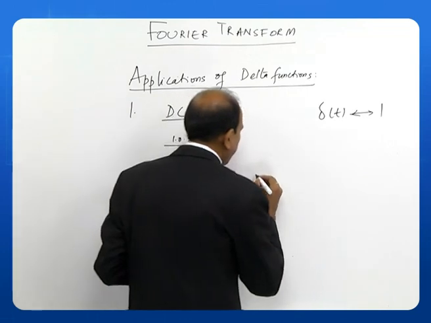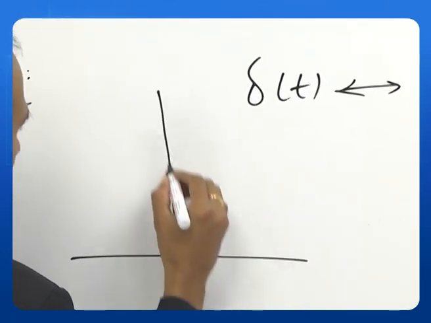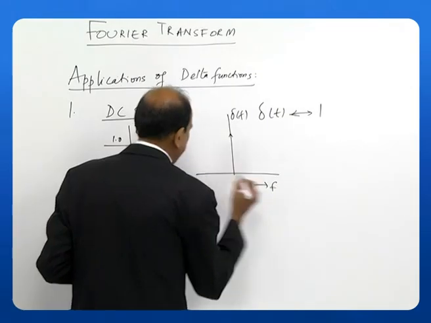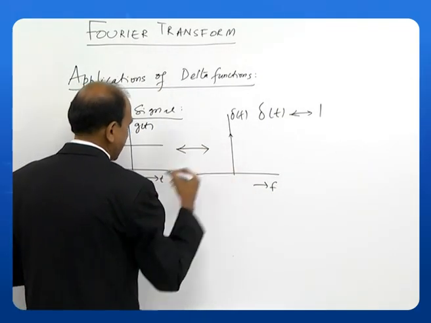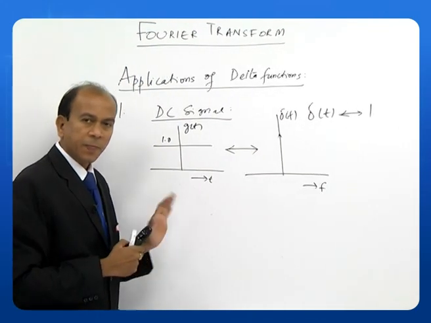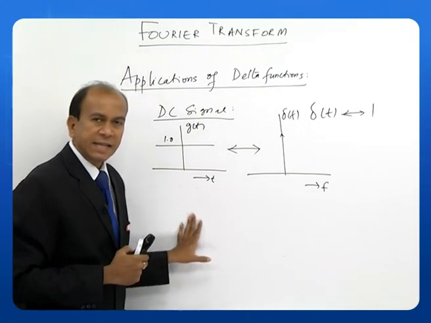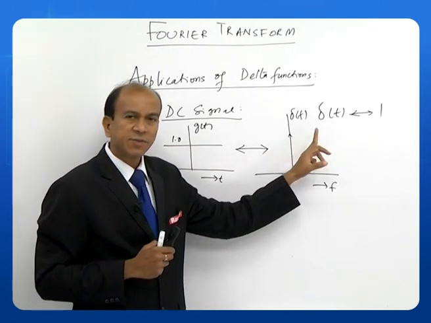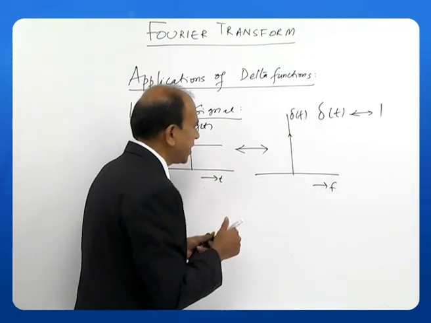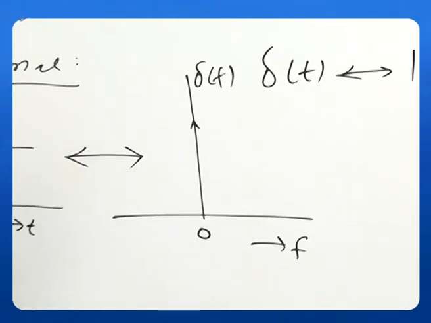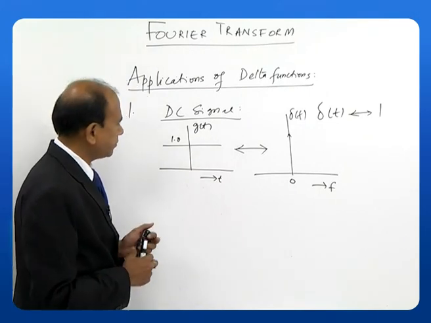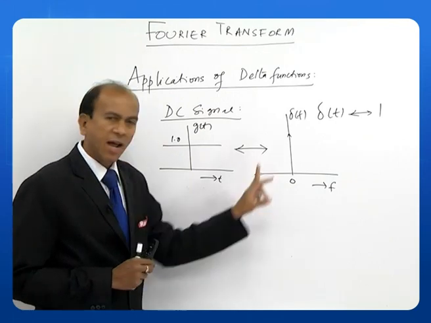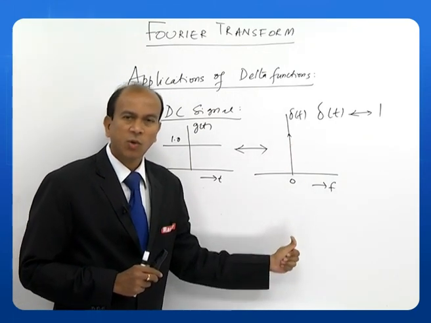So, I will get a delta function here. This is my delta f and this is the frequency spectrum. So, this is the Fourier transform of a DC signal. It says that a DC signal will have a Fourier transform which is a delta function existing at f equal to 0. So, a DC signal will have a delta function at f equal to 0.